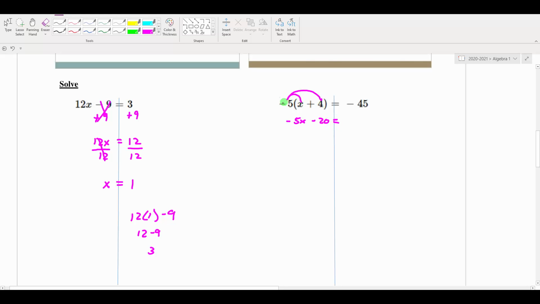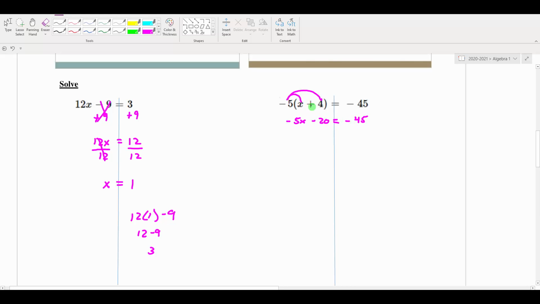All right, so remember, when you do negative times a positive, that's a negative. If this were a negative, like a negative times a negative, that would turn into a positive. So make sure you're paying attention to your sign rules when you do that distribution. Now we still have a minus 45 on the right hand side here.